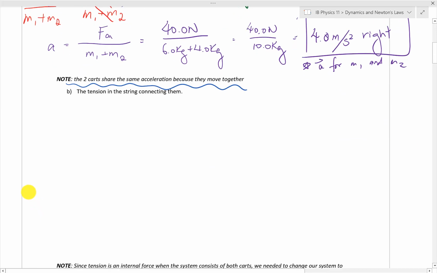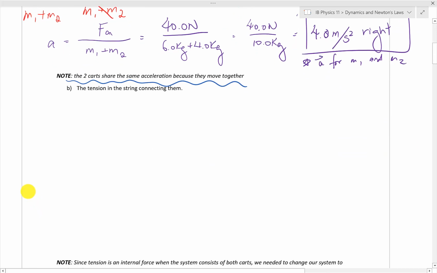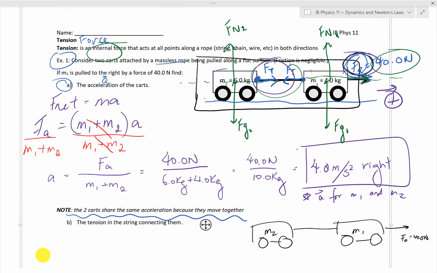Here we have question B. Question B is asking for the tension in the string connecting them. Okay, so I've drawn a diagram below because what we're going to do is find the tension, but the problem is if we use both masses as our whole system, we cannot have tension force. We don't have tension force in our equation at all since they cancel out. So if we want to find the tension force, we need to rethink our system.